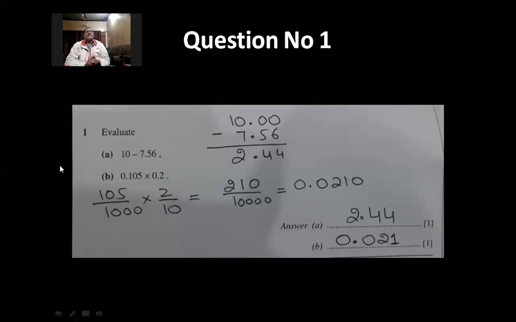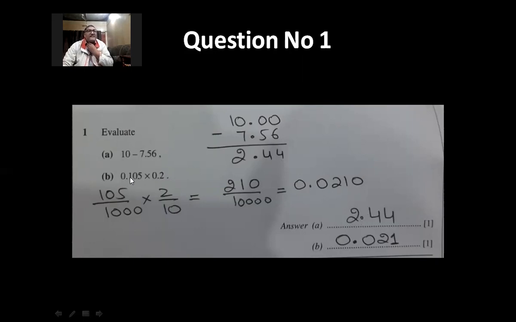Okay, so the first part was 10 minus 7.56. You can see here, I have written 10.00 and 7.56. So I will borrow 1 from here. It will become 10. Then I borrow 1 from this number, which is 10 now, and this will become 10. So 10 minus 6, it will be 4. Here you are left with 9. 9 minus 5, that will be 4. And point, and here you are left with the 9. 9 minus 7, that will be 2. So the answer will be 2.44. So the question number 1A part, 2.44 is the answer.